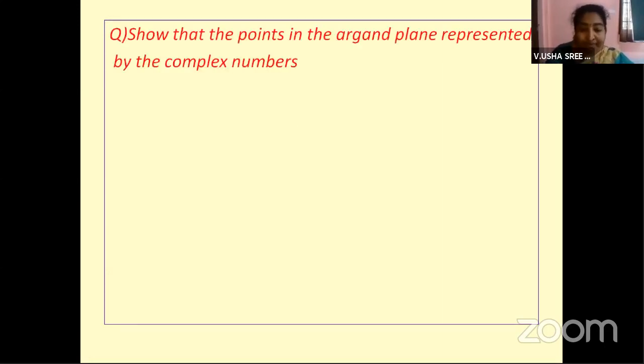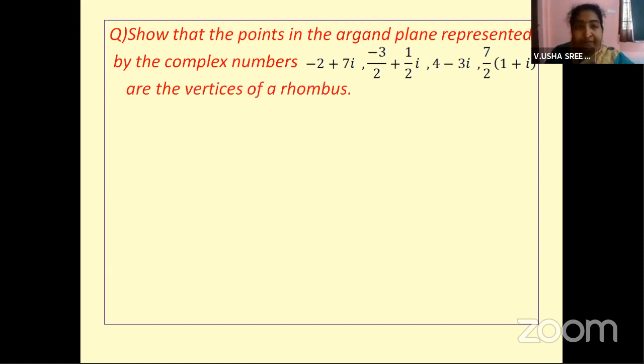Okay, we will see one more problem. Show that the points in the Argand plane represented by the complex numbers minus 2 plus 7i, minus 3 by 2 plus 1 by 2 i, 4 minus 3i, 7 by 2 into (1 plus i). These are the 4 points given to us. We have to show that they are representing the vertices of a rhombus.